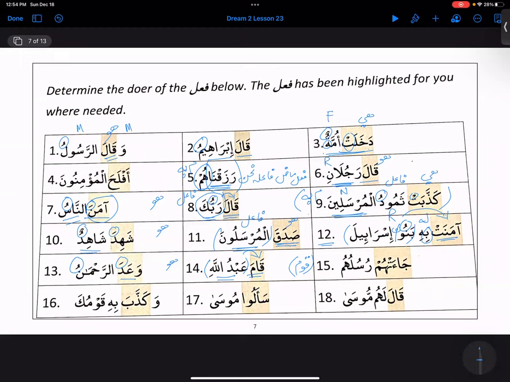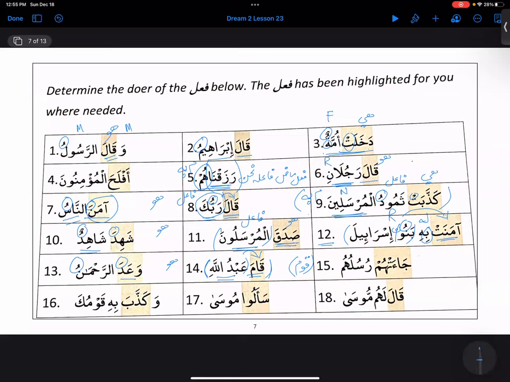That is in Surah Jinn, subhanallah, a beautiful surah. So this Abdullah is an Idafa fragment. So the whole Idafa fragment Abdullah is the fail for Qama.